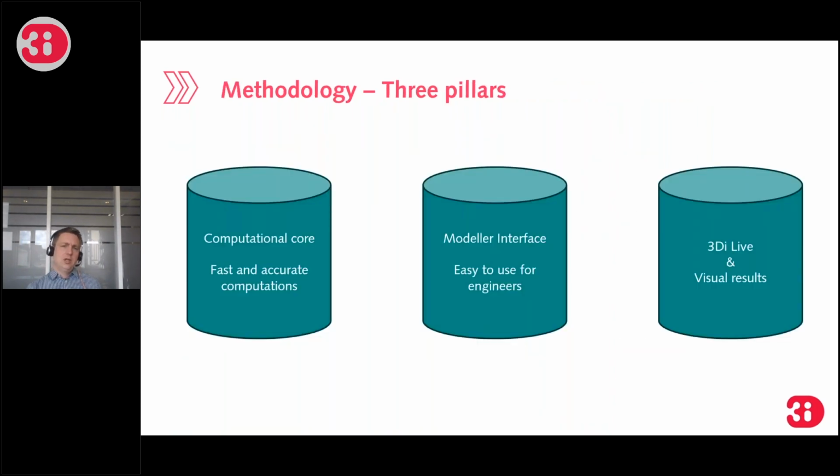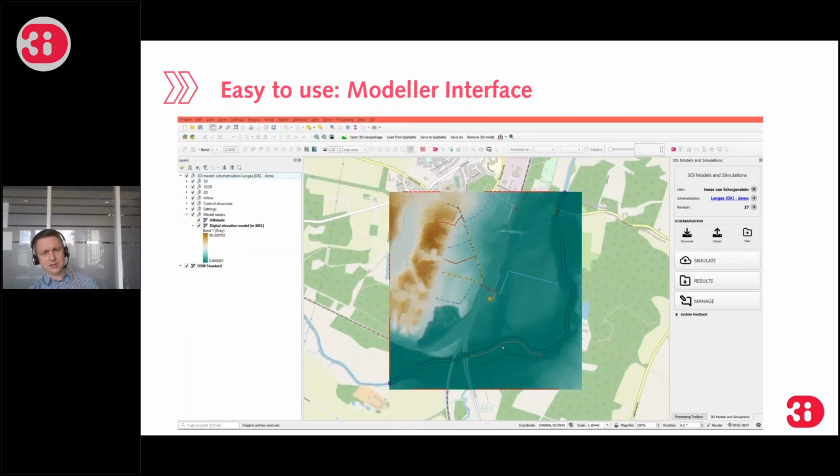But of course, this is nice if you have a computational core, and that's how we started. Of course, we started with the computational core. We want to have a very nice fast computational core that we can rely on, but then you also want to be able to use it. And that is, of course, for engineers very important. And that's why we built the modeler interface, which makes it easy to use for modelers.